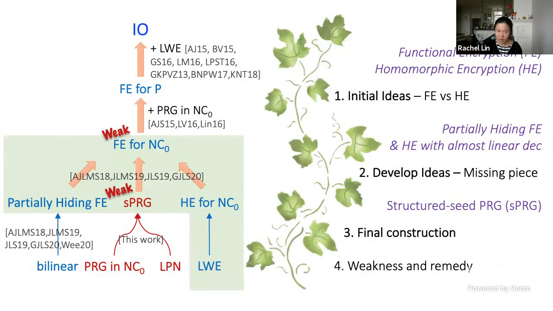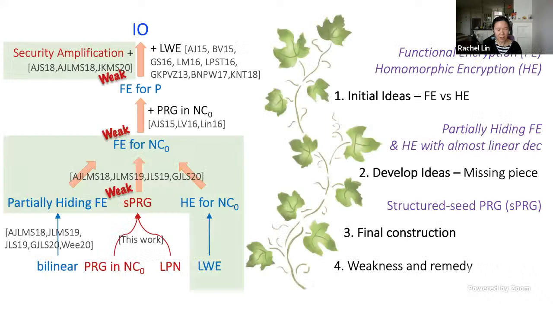And that's the end of my part. I have shown you how we managed to get FE for NC0 with only weak security. And this, using the existing bootstrapping, gives us FE for P with weak security. So we'll need one more additional step, as Benny and the boss discussed, of security amplification of FE for P from weak to full security. Then we can get IO. Okay, and I will leave the other details, and Ayush will next talk about the construction of degree 2.5 PRG.